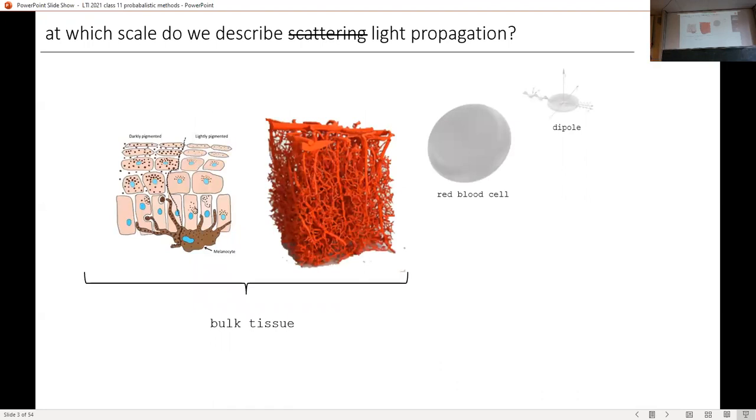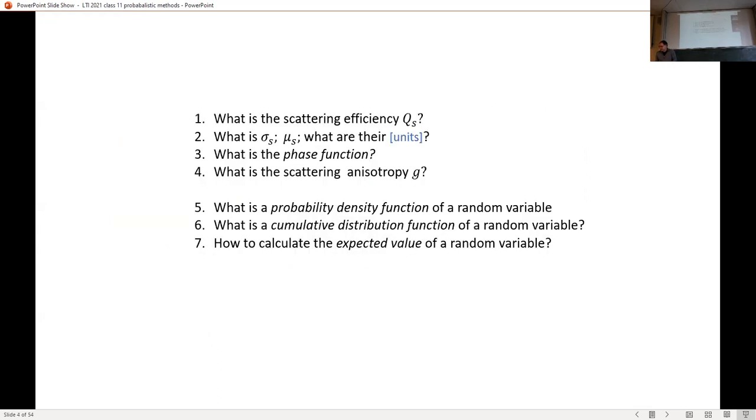So the perpetual question: at what scale do we describe light tissue interaction, or at which scale do we describe light scattering? So we are now squarely in the realm of bulk tissue. We discussed briefly the scattering by... we discussed not briefly in this class, we discussed extensively the scattering by different particles. It could be as small as a dipole or as big as a red blood cell. But now this relates to bulk, the propagation in bulk tissue.